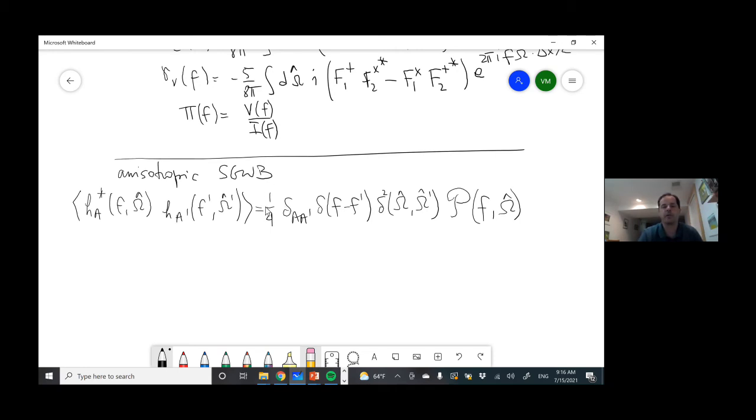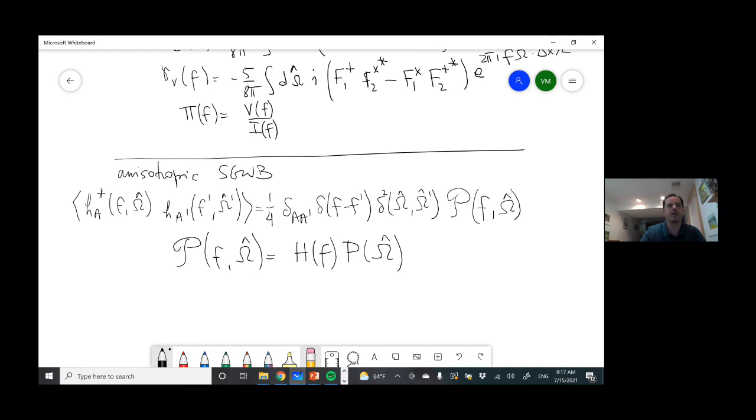This 1/4 here is a completely arbitrary choice. Of course, you can absorb it inside of the curly P. It's included there just to account for a one-sided strain power. No deep meaning. So how do we then proceed? The common way forward is to assume that this function, curly P, is separable, so that I can write curly P of f and omega as a product of two functions, one which is purely a function of frequency, and the other which is purely a function of the direction.